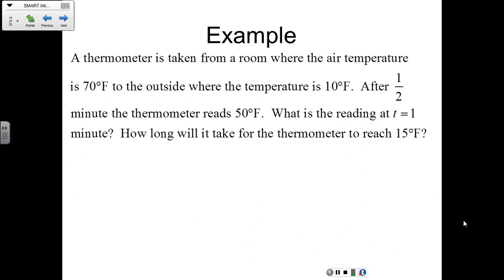A thermometer is taken from a room where the air temperature is 70 degrees to the outside where the temperature is 10 degrees. We're talking about wintertime somewhere here, right? 70 degrees in the house, outside the temperature is 10 degrees Fahrenheit. After a half minute, the thermometer reads 50 degrees Fahrenheit. What is the reading at 1 minute? Then how long will it take the thermometer to reach 15 degrees?